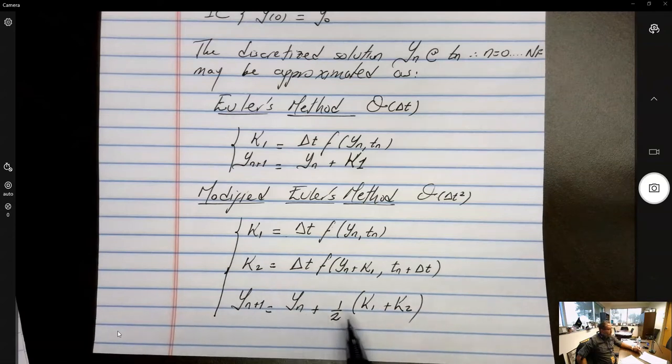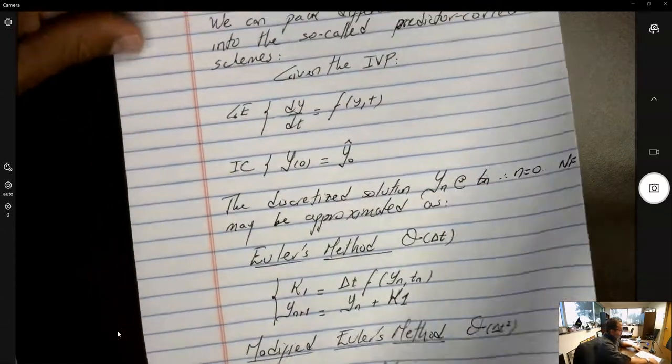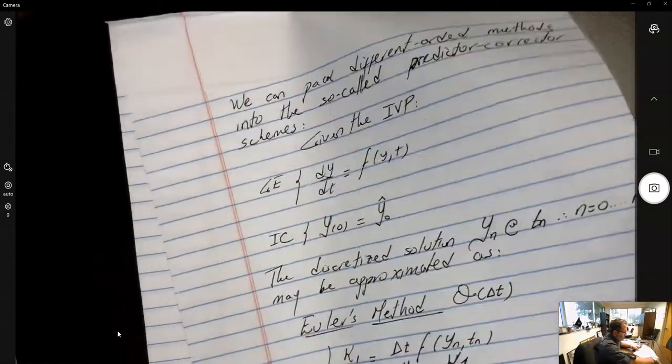Y1 is equal to Y0 plus 1/2 of K1, K2. Again, this is equivalent. It's not exactly the same as the second order Euler's method that we just derived, but it will produce an equivalent solution. More importantly, order delta t square accurate. Again, this doesn't stop here.